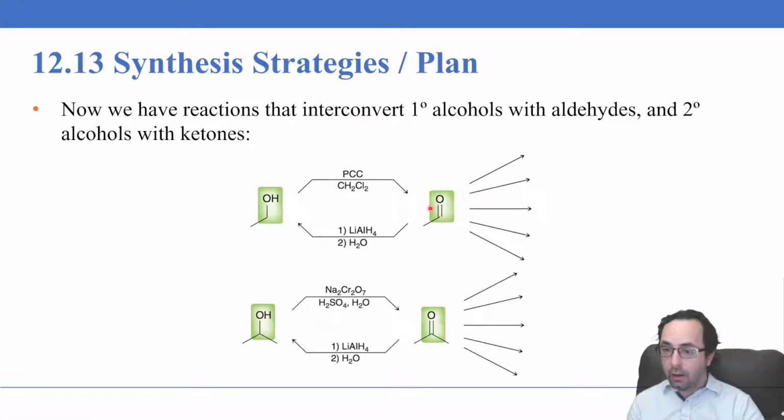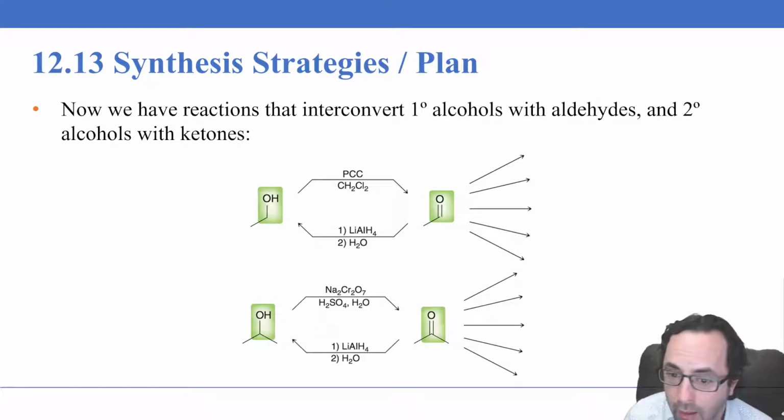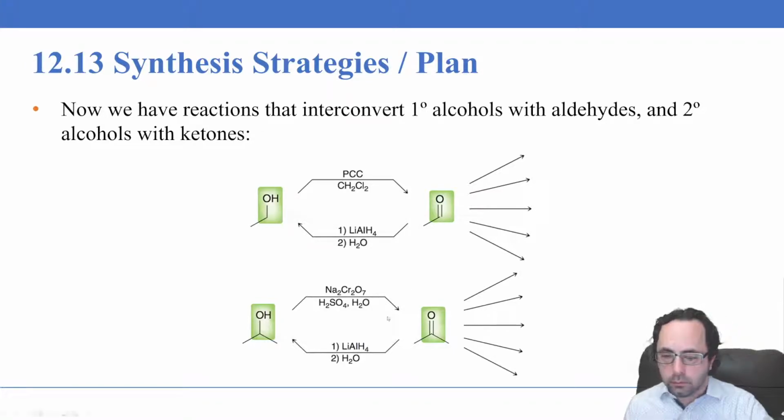We can reduce an aldehyde to an alcohol using our soft reducing reagents, lithium aluminum hydride and water. Could also use sodium borohydride and methanol, or water. And for secondary alcohols, we can use the strong oxidizing agent because those will make a ketone, and those cannot be further oxidized to carboxylic acids. And again, we can reduce those using lithium aluminum hydride. So these are our new reactions that are going to be useful in synthesis.